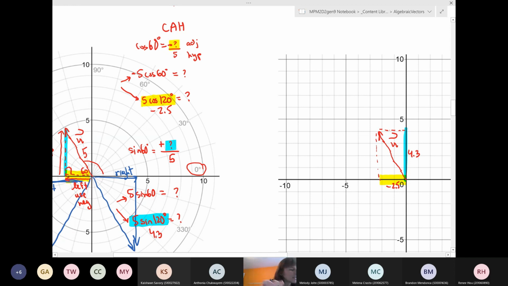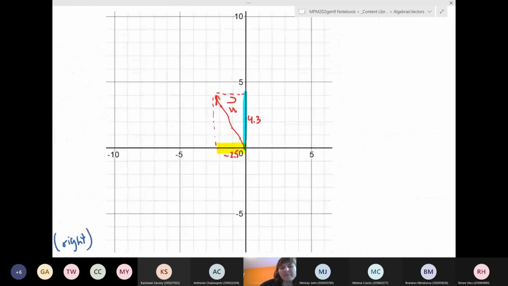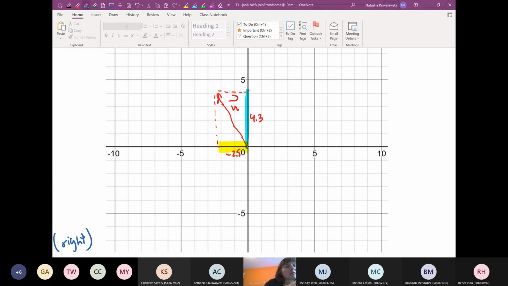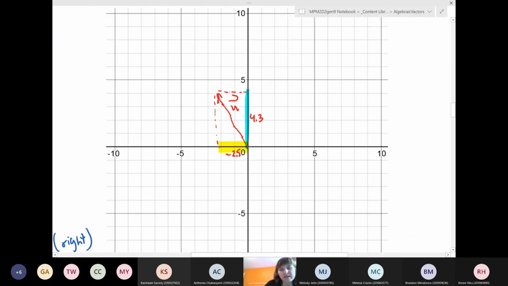Okay, next thing I need to talk about. When we have vectors that are being quoted now algebraically, what we predefine is a basis of vectors along the axes.